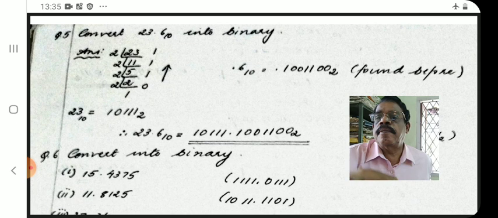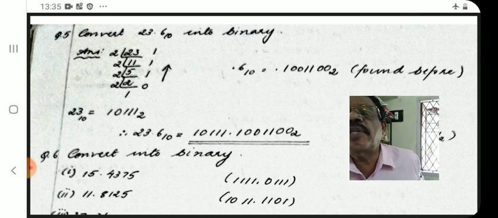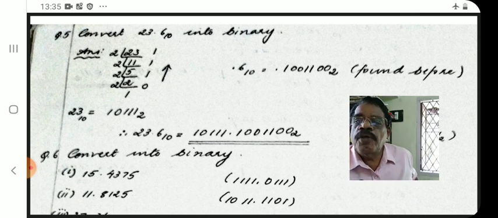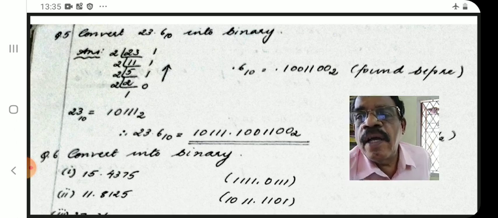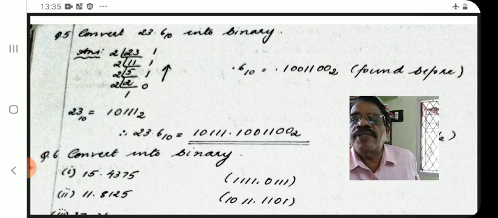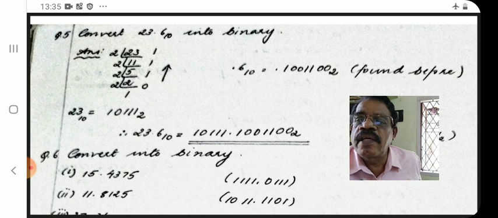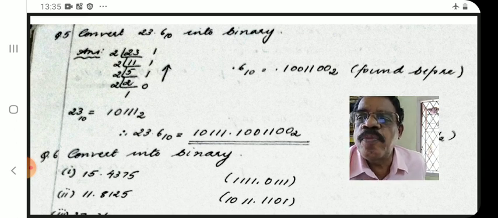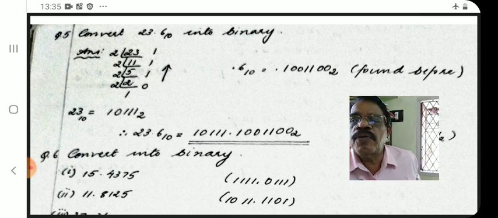Next question. Convert 23.6 into binary. Note this question. This type of question is frequently asked. There is an integer part and a decimal part. So this type of question is a frequent question.